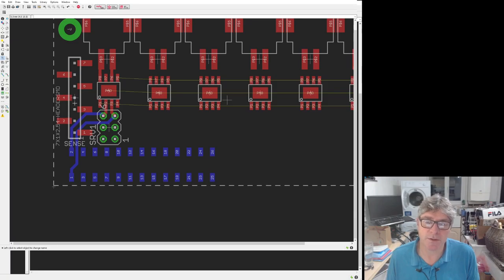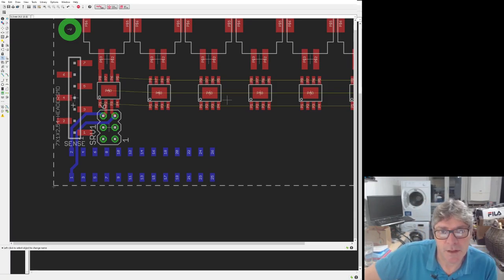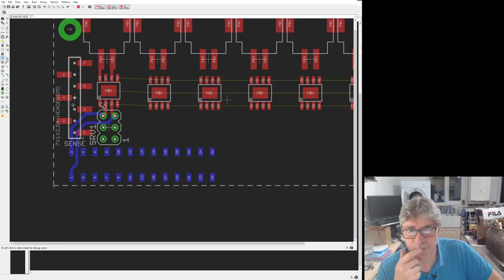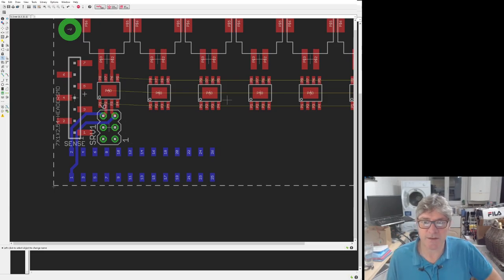Quadrature. We could use these pins. It's best to do quadrature detection on the FPGA where possible. It's easy to do the HDL for quadrature. You don't want the microcontroller doing that. So this header is really for the microcontroller stuff.